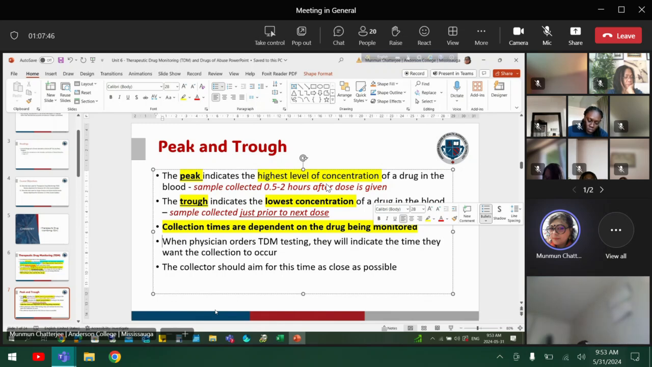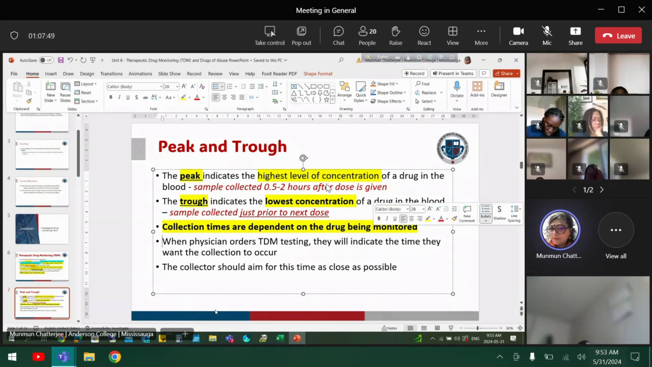Say for example, you have taken the drug at 8 p.m. In the morning at 8 a.m. you are going to take another medication. So before that, when you are taking the blood for checking the TDM, that is your trough. Now the doctor will tell you, depending upon which drug they want to test, whether you have to collect the sample at 0.5 hours or 1 hour or 2 hours, to check the peak level.